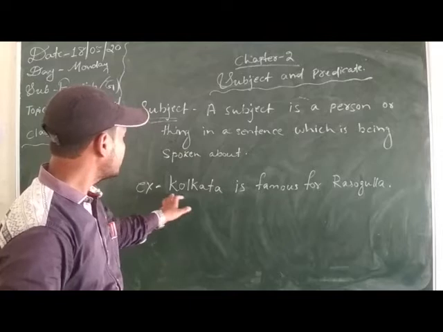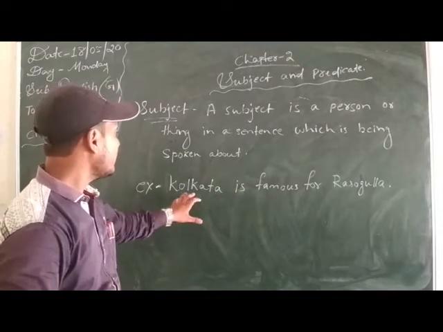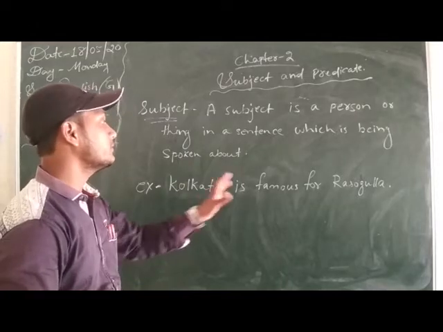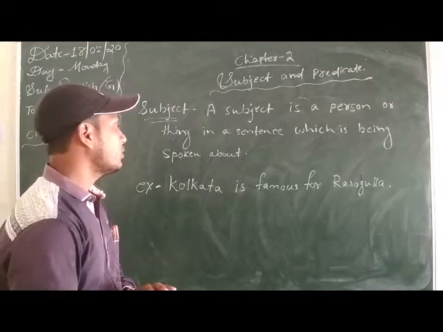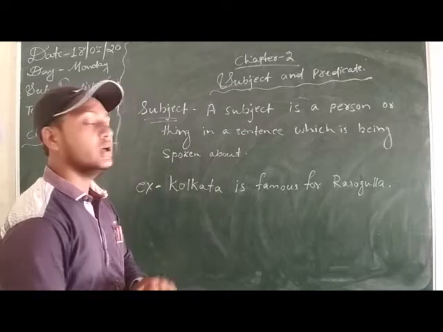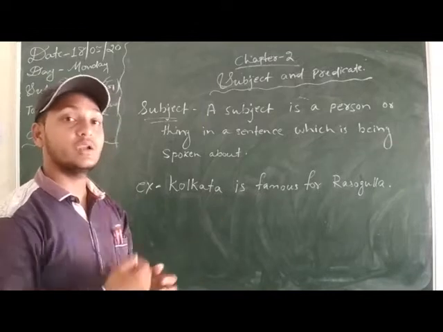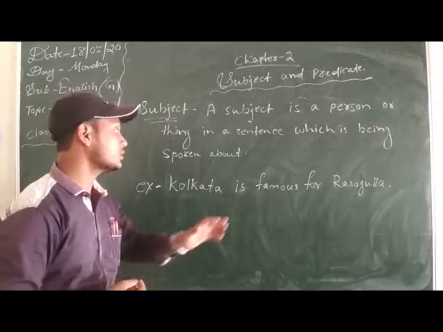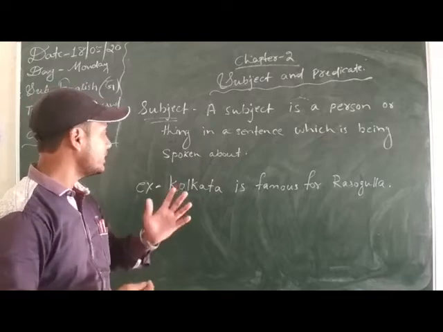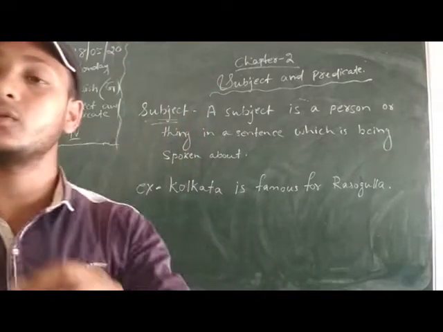So look at this sentence, Kolkata is famous for Rasagulla. So why is Kolkata famous? Kolkata is famous for Rasagulla. Or what do we find in Kolkata? We find Rasagulla in Kolkata. So here Kolkata becomes your subject.